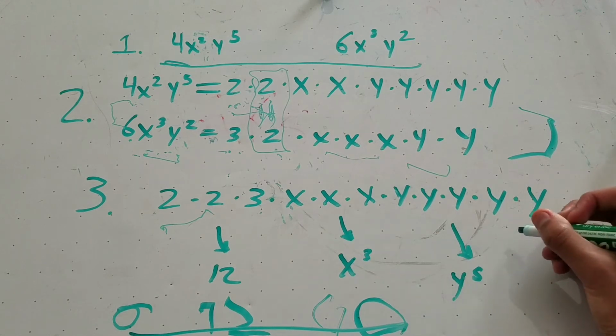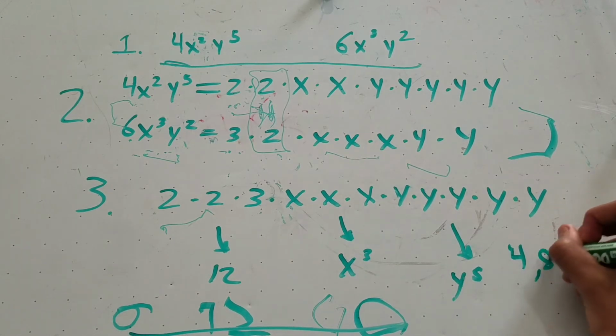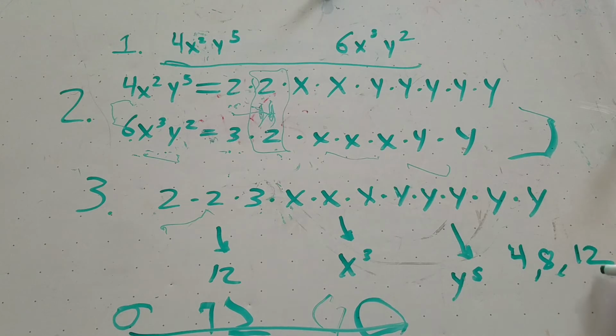You have 4. Then 8. 12. That's your third multiple. 6 would be 6, 12. What's the common one? 12. You're just looking at the multiples. So very simple for just numbers.